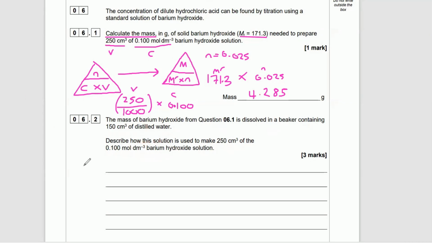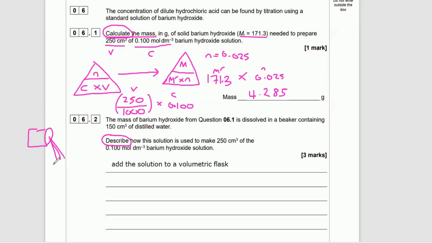So for 6.2, the mass of barium hydroxide from question 6.1, that's 4.285, is dissolved in a beaker containing 150 cm³ of distilled water. Describe. Notice the word describe is different than calculate. So this is a written answer, even though we might make the mistake and think we need to do a calculation here. That should trigger you into realizing it's a written answer. Describe how the solution is used to make 250 cm³ of 0.1 mole per dm³ barium hydroxide solution. So they actually want a description, not a calculation, even though there's some numbers here.